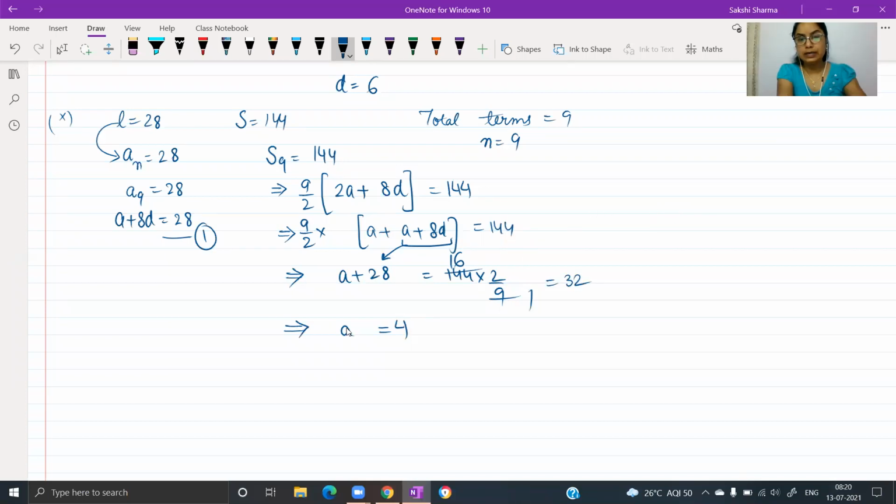If anyone has done it differently. Sum can also be written as number of terms by 2 into first term plus last term. Yeah, you could proceed that way using the other formula. Correct. Okay, that completes your third question.